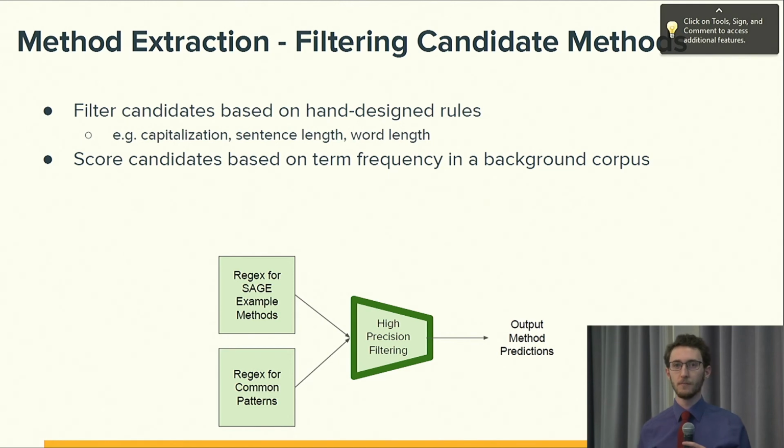So this gives us a set of candidates, and then we want the actual output to be high precision. Given that we don't know exactly what a correct method extraction looks like, it's hard to do any automatic evaluation, so we would prefer to output things that we have higher confidence in being correct. So we filter down these candidates based on some hand-designed rules, things like capitalization, sentence length, word length, and then also how rare the words are in common English usage. So we prefer to output rarer words as opposed to something general like statistics, say.